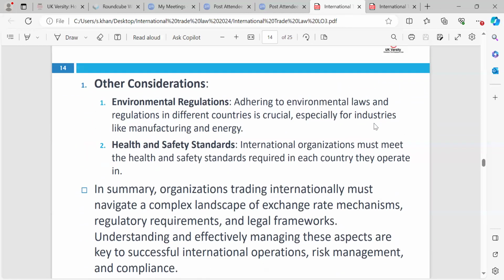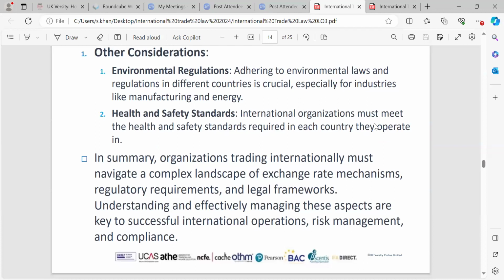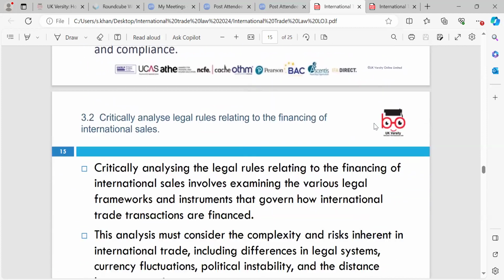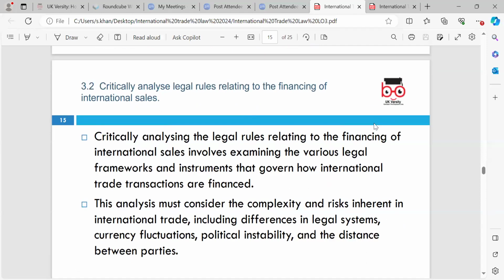We then went on to other considerations, which is environmental regulations, and why it was so important for industries to comply with these regulations, and health and safety standards, and why it's so important that they meet the health and safety requirements in each country, as each country will have its own legal frameworks, and it's really important that you actually understand the effectiveness of each country's jurisdiction.